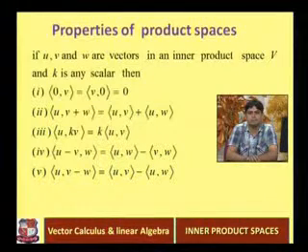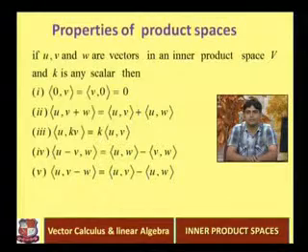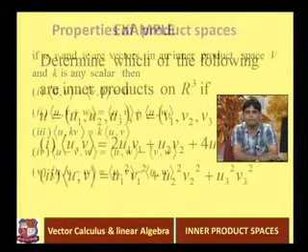Third property: inner product of U comma KV is equal to K times inner product of U comma V. Fourth property: inner product of U minus V comma W is equal to inner product of U comma W minus inner product of V comma W. Fifth and last property: inner product of U comma V minus W is equal to inner product of U comma V minus inner product of U comma W. Those are the properties of inner product spaces.